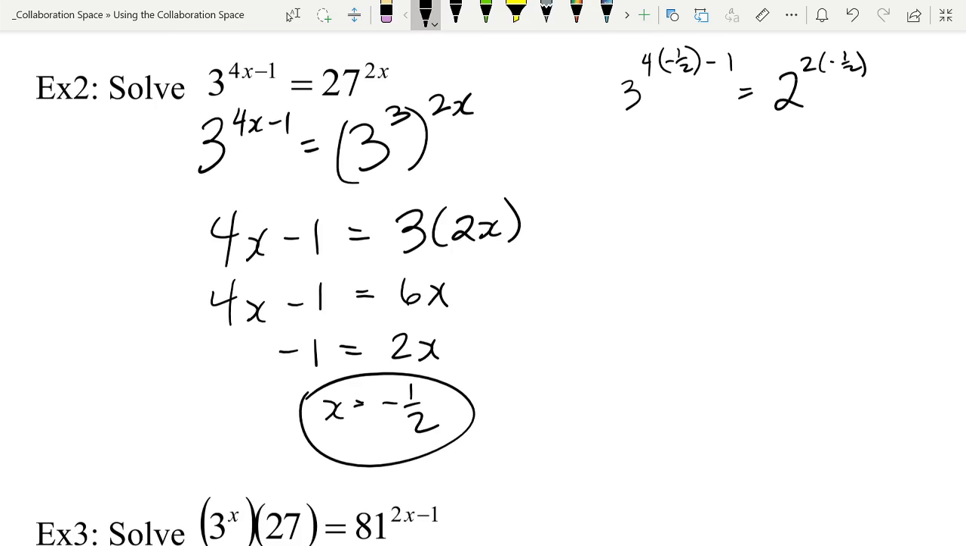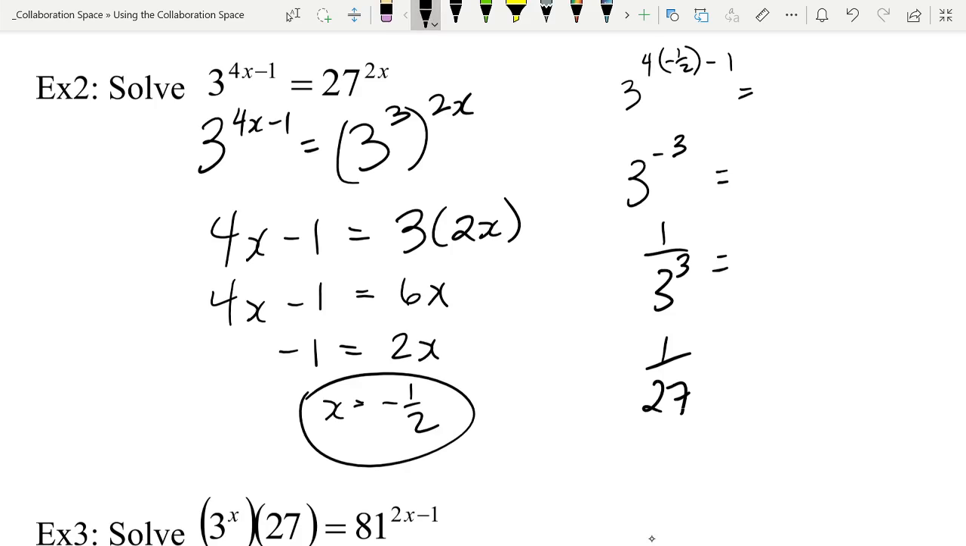Well, over here, 4 times negative 1 half is negative 2. Negative 2 minus 1 is negative 3. And remember, we just talked about it. That's 1 over 3 cubed, which is 1/27. Let's see if that's what the left-hand side is. 2 times negative a half is, oh, sorry, that's not a 2. That's a 27. My bad. Ugh. Let's just start that over.